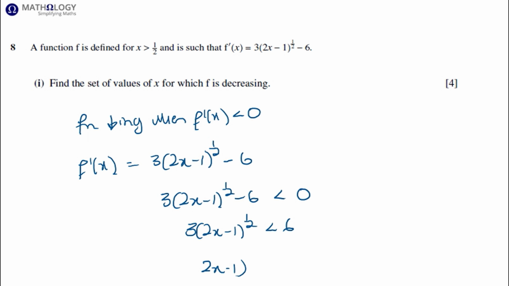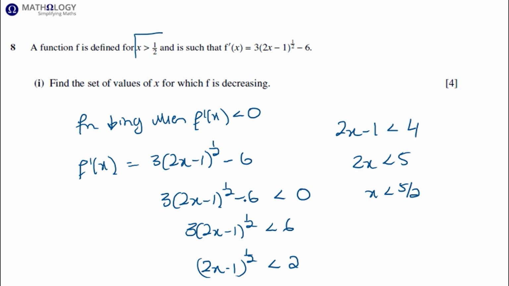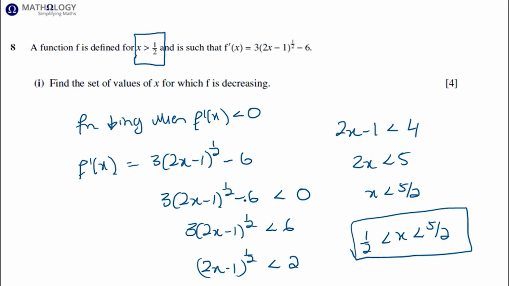So (2x minus 1) to the half is less than 2. We square both sides now. We'll have 2x minus 1 is less than 4. 2x is less than 5. x is less than 5 over 2. And we were told that the function is defined for x greater than a half, so we're going to take that into consideration as well. So x will be greater than a half and less than 5 over 2. And that's the range of x values for which the function f is decreasing.